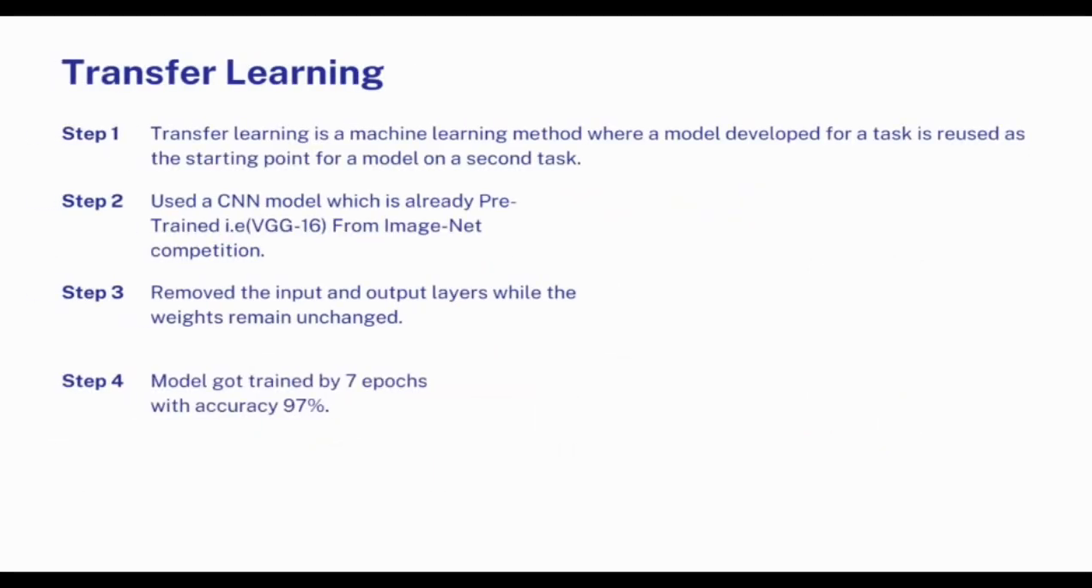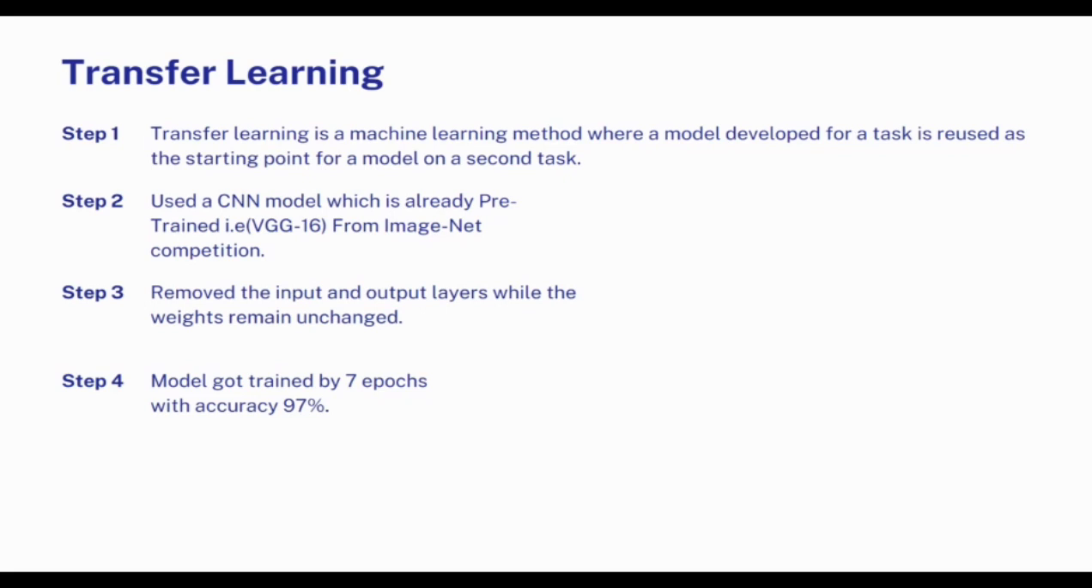Now let us understand what is transfer learning. Transfer learning is a machine learning method where a model developed for a task is reused as the starting point for a model on a second task. That means, let us consider you have two problems to solve. First, we send one problem to the model. The model will learn some knowledge from the first problem, and it will try to solve the second problem by taking the knowledge from the first problem. So this is known as transfer learning.